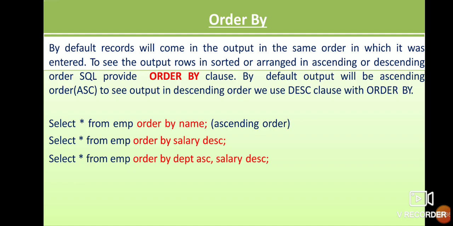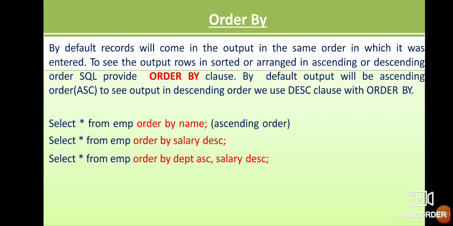By default, the output will be in ascending order only, and we write it as ASC. And if the output is in descending order, then what do we write? DESC with the ORDER BY clause. You can see the example, like SELECT * FROM employee. EMP is what? Your table name, isn't it? So ORDER BY name, here I haven't written ASC or DESC, so by default it will be in ascending order. If I want to display the same thing in descending order, I have to mention DESC there, like SELECT * FROM employee ORDER BY salary.